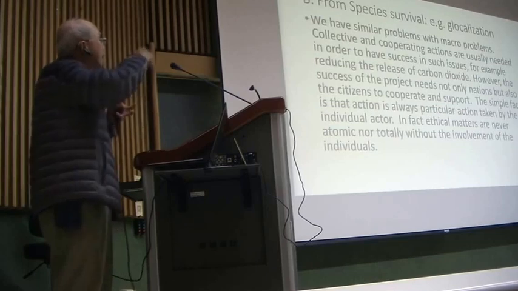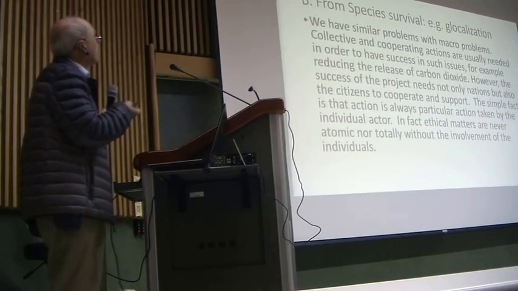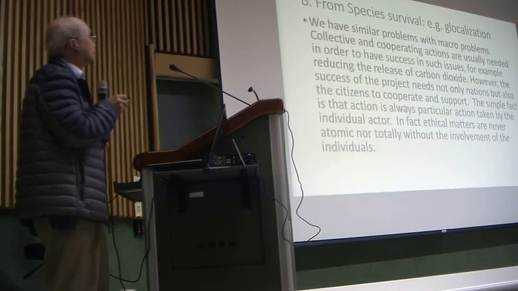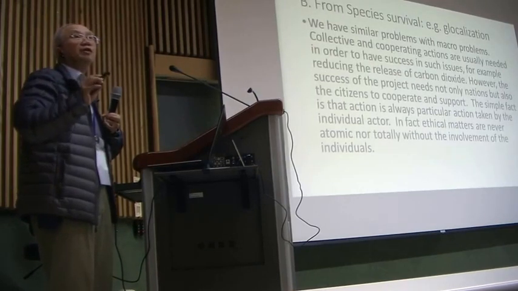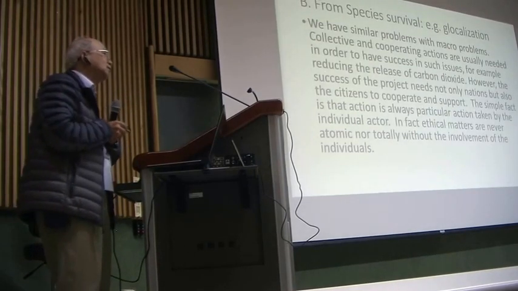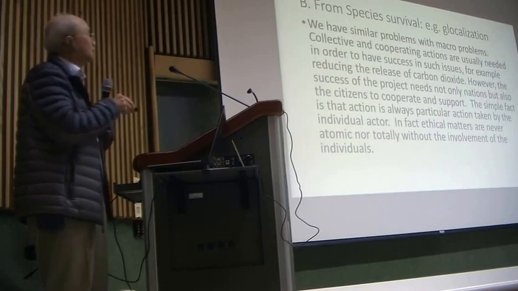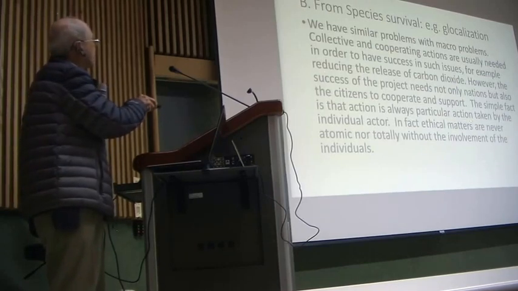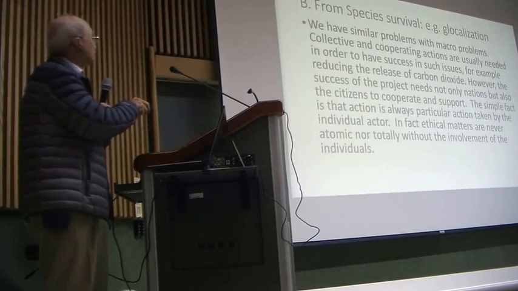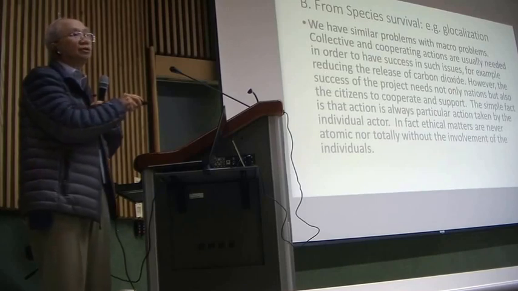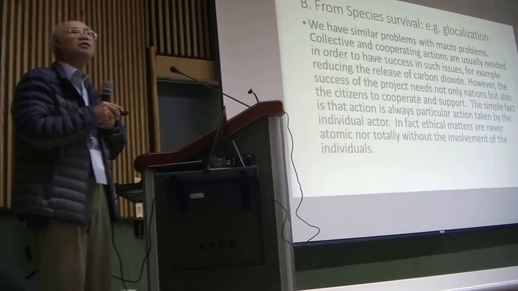Now another thing is about moving from the macro into the micro considerations. Because collective and cooperative actions are usually needed in order to have success in such issues, for example, reducing the release of carbon dioxide. It would not be effective if just you and me reduced the release of carbon dioxide. We need the whole world to do the same thing. But the simple fact is, action is always a particular action taken by individual actors. You and me have to do it individually. So that's why many of the projects fighting against global warming will not be successful, because some people don't want to do it.